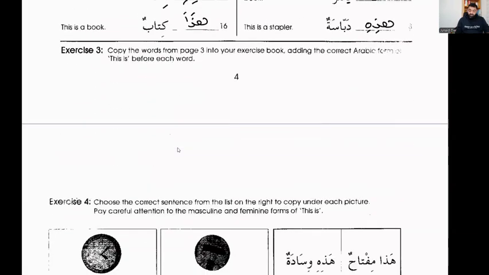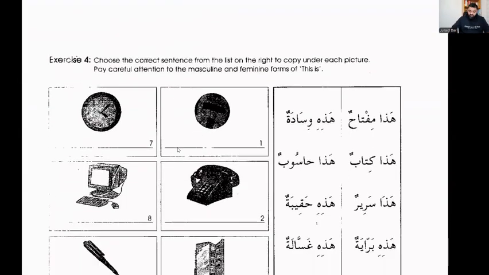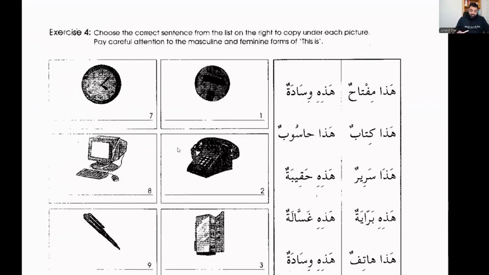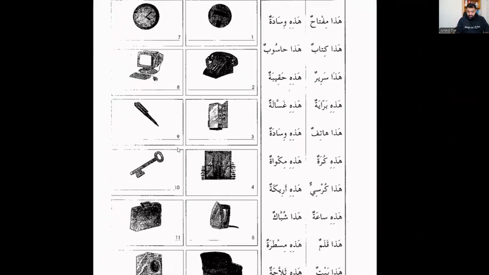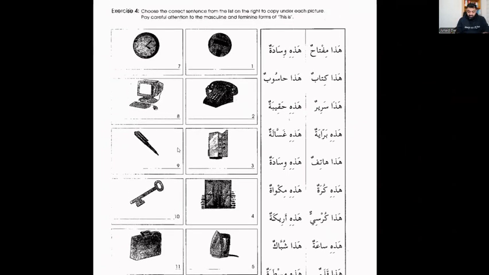Okay, so look, Alhamdulillah, from the beginning of the class, we looked at male and female words, and then we also looked at how to say this is. Yeah, we got that as well. So, good progression. Choose the correct sentence from the right on the left to copy under each one. Okay, so you have a look at that. Quite a bit, okay.